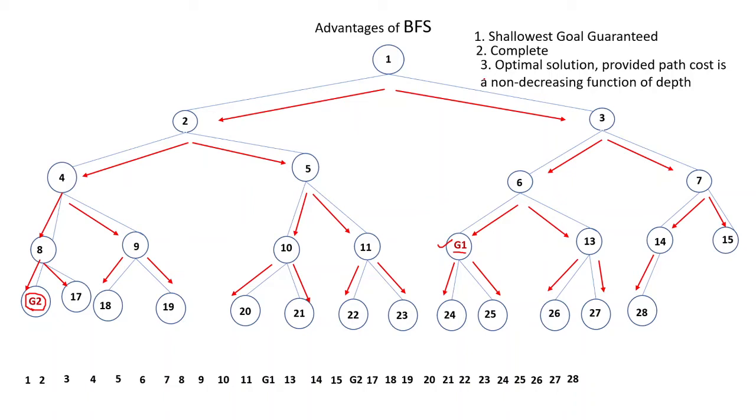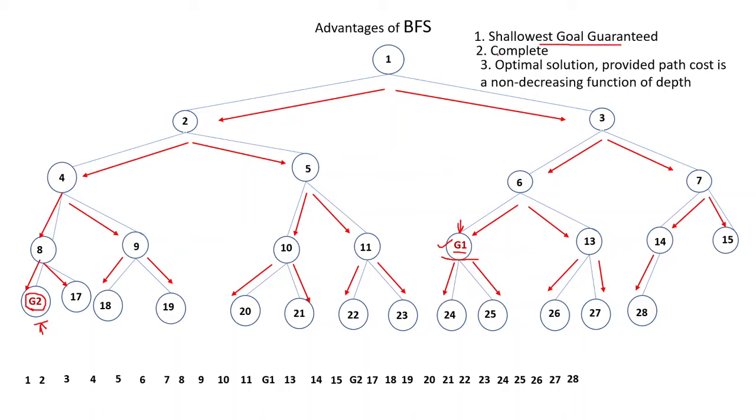Now the way breadth first search strategy works, G1 is located at a level higher than G2. So naturally in breadth first search you will always be reaching node G1 before reaching node G2. So that says that the shallowest goal is always guaranteed in case of breadth first search.